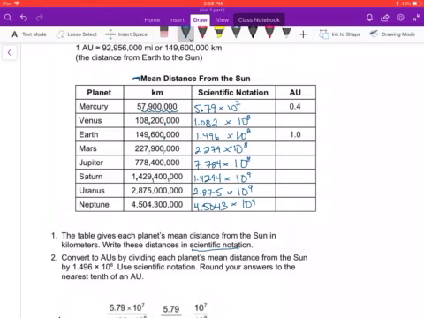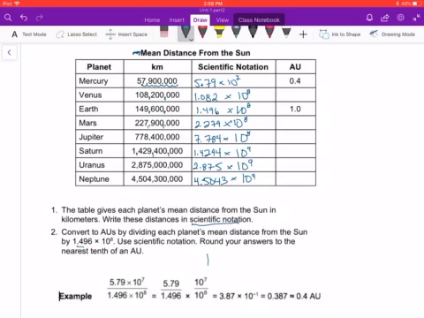Convert to AUs, which is astronomical units, by dividing each planet's mean distance from the Sun by this number, 1.496 times 10 to the 8th. Use scientific notation, round your answer. So here's a little example of how to do it. I take the lead factor here, and I divide it, and then I subtract exponents. So notice this one is less than 1 astronomical unit.